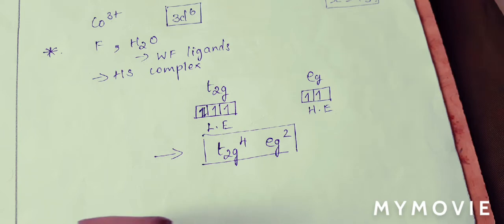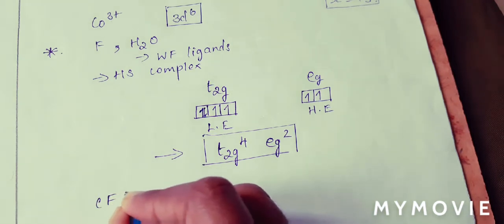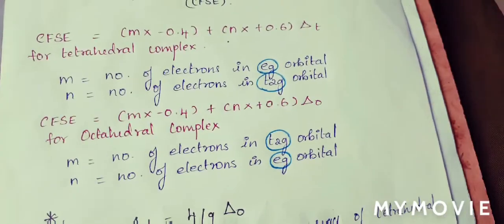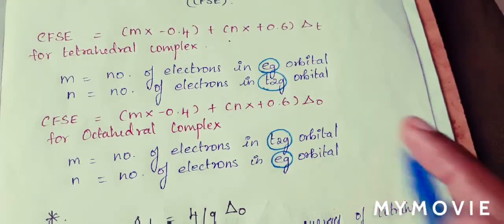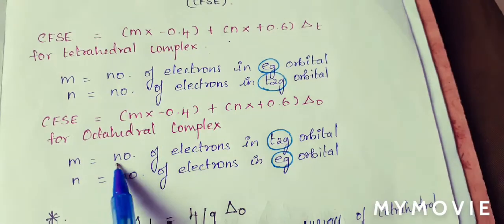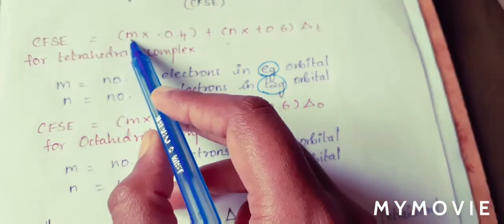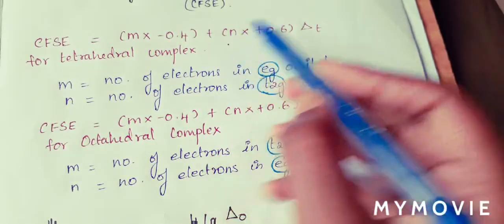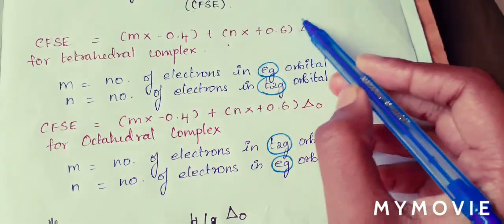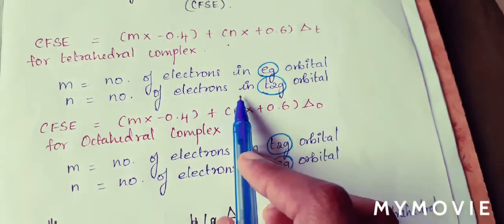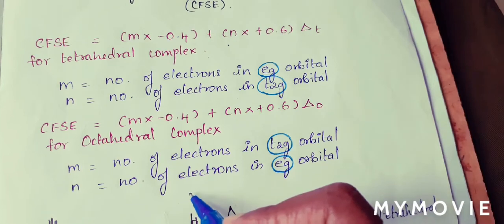Now let's move on to the final step where we are going to find the CFSE, crystal field splitting energy. So we have a formula for crystal field splitting energy. This is the formula. The formula for tetrahedral complex and octahedral complex is the same. The only difference is that the representations of m and n will vary and the constants delta t and delta naught will vary. So we are not going to think about the tetrahedral complex now. Let's go on to the octahedral complex.